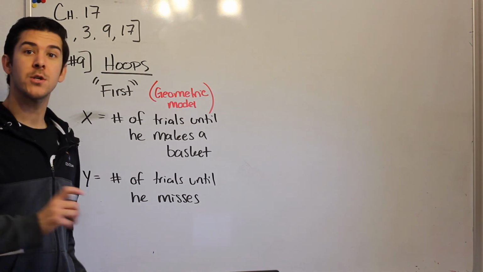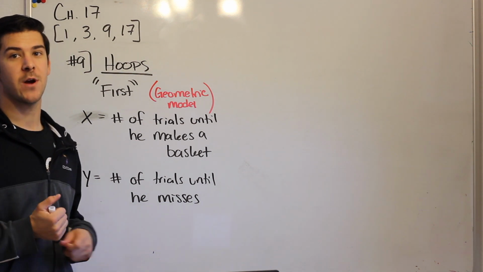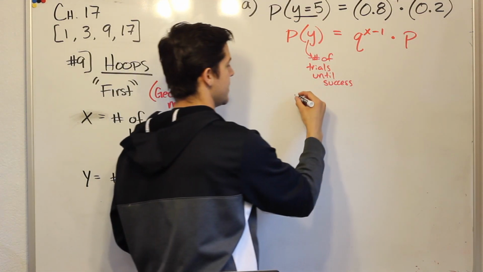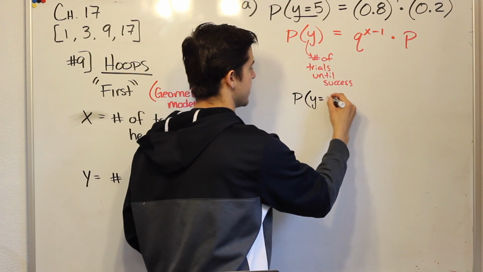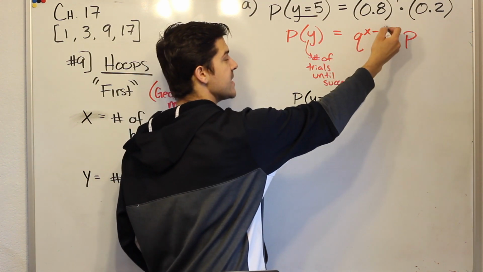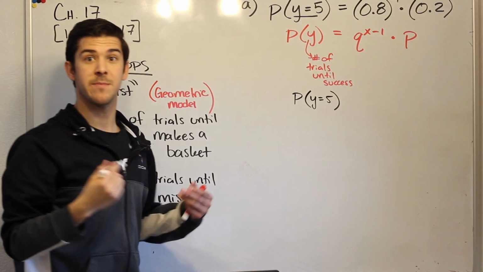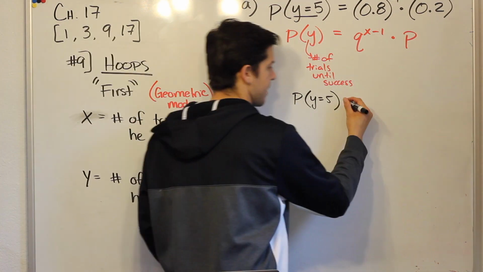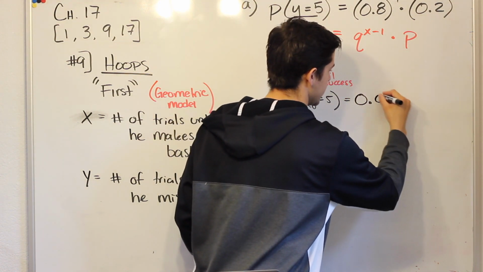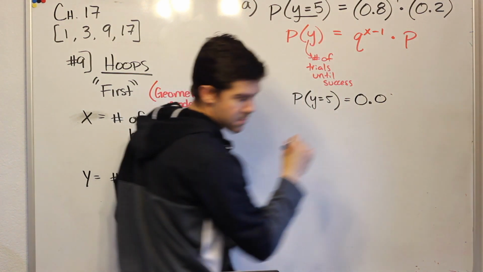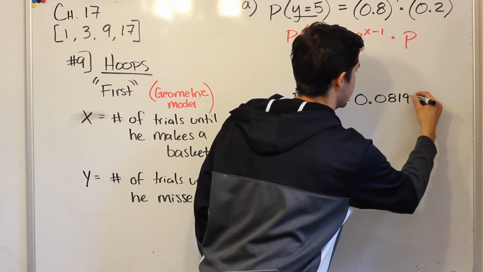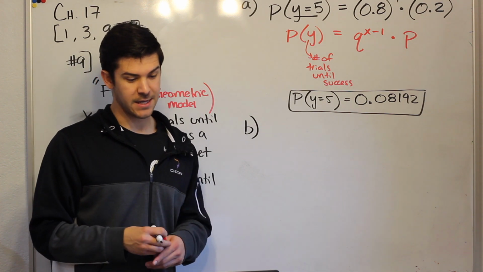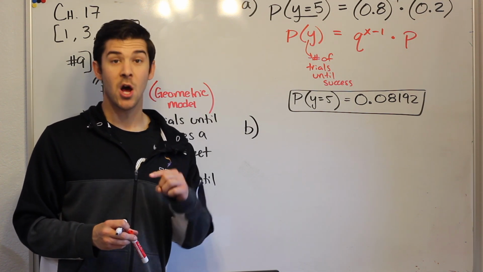For this problem, we're only going to do parts A and B, and hopefully you can figure out part C, which is a little bit trickier. We'll see that after 5 trials, if he misses it once on the 5th try, but he makes it the first 4 times, that will yield us a probability of about 0.08192.